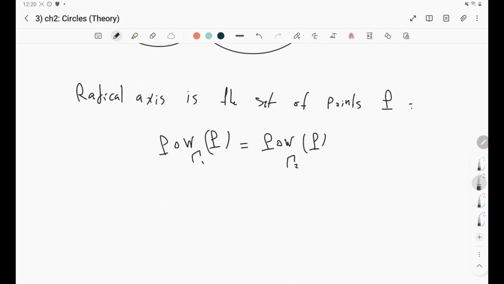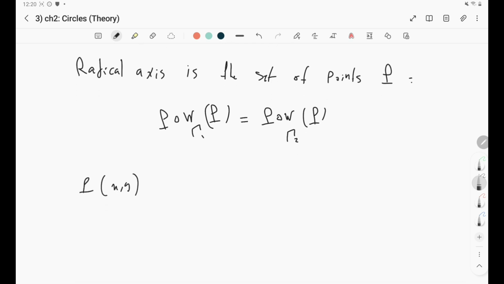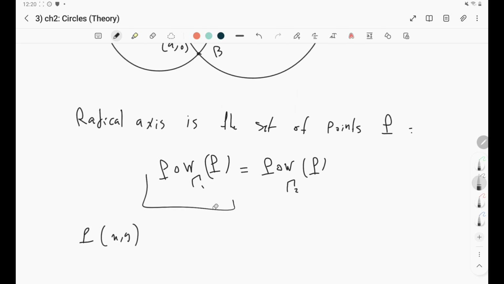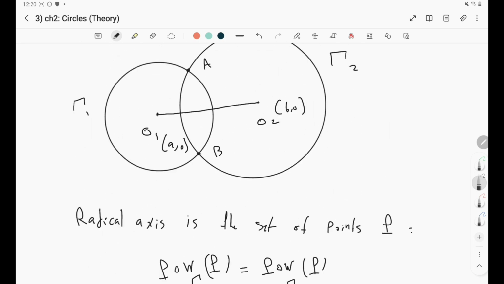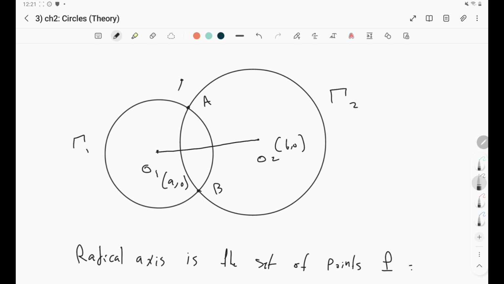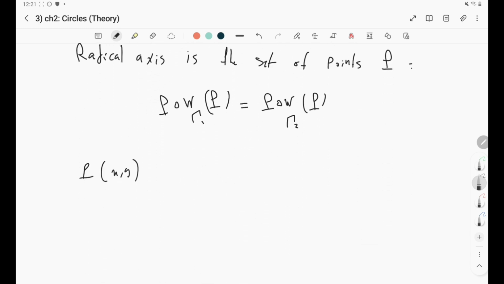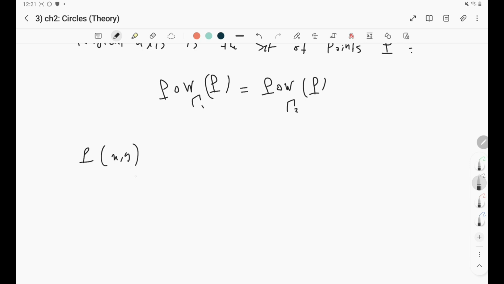And let's say that point P is just some xy. Point P is xy. Then we know what power of a point is. Remember, power of a point is just the definition: if we have point P, it's PO1 square minus R1 square, right? So that means this thing translates into PO1 square minus R1 square is equal to PO2 square minus R2 square.